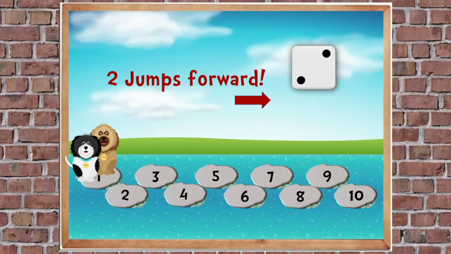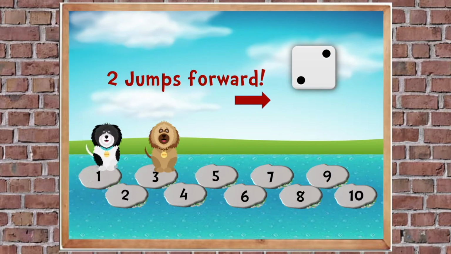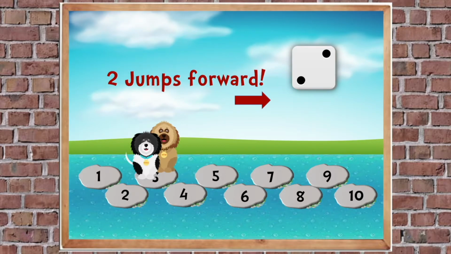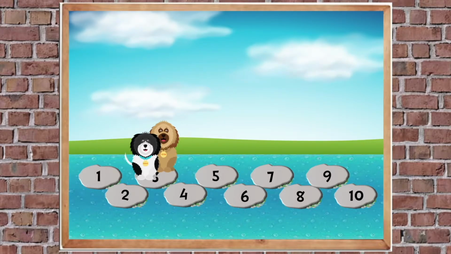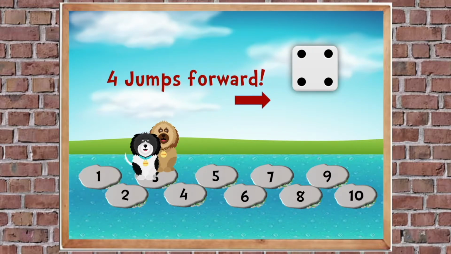Right, Betty can go first. Here we go. 1, 2. What number she landed on? Number 3. Excellent. Now Barney's turn. Here we go. 1, 2. Good job. Right, let's roll the dice again and see what we get. Here we go. How many? Yeah, 4. So Betty is going to do 4 jumps forward.